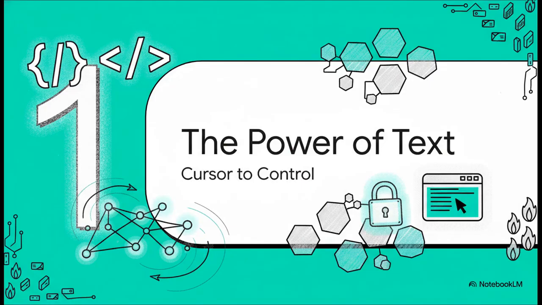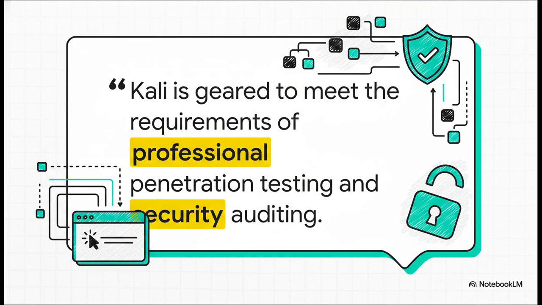So, what's the big deal with this text-based world? Why is it so powerful? In this first part, we're going to see exactly why. Especially in high-stakes fields like cybersecurity, that little blinking cursor is way mightier than the mouse. This quote from the folks who make Kali Linux, well, it pretty much says it all. This is a toolkit built for professionals. And for those pros, the command line isn't some clunky limitation. It is the fastest, most direct, and most powerful way to get the job done.